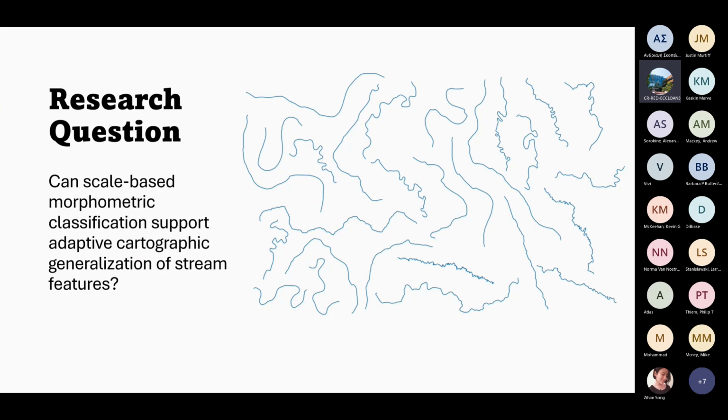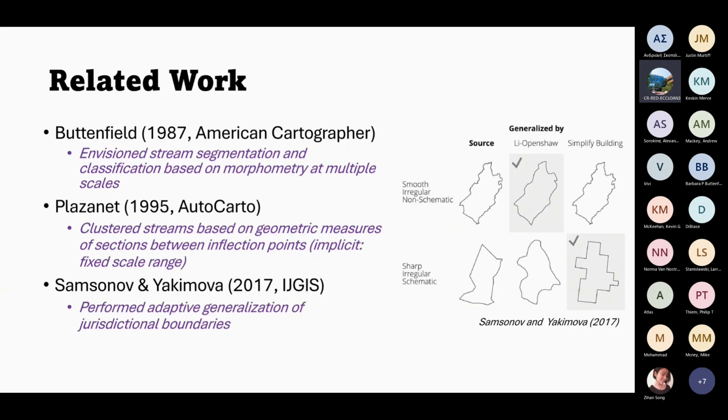And so our research question is kind of two-pronged. First, can we develop an automated procedure for classifying streams based on multi-scale morphometry? And second, if we can develop such a classification, can we then use that to support adaptive cartographic generalization workflows? And this is very preliminary. We have some initial results, but we have a long way to go.